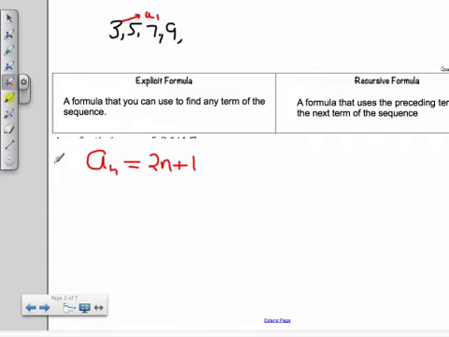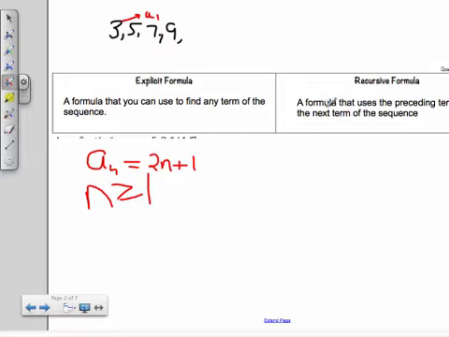So this is an explicit formula, and this works for n is greater than or equal to 1, because we're looking at the terms from the first term on. You can also do the same formula for 0 on, and that's fine, it's up to you, but for this problem it starts at 3, which is my first term, okay? Now, you can't do anything less than 0 because there's no such thing as a negative term in your sequence.